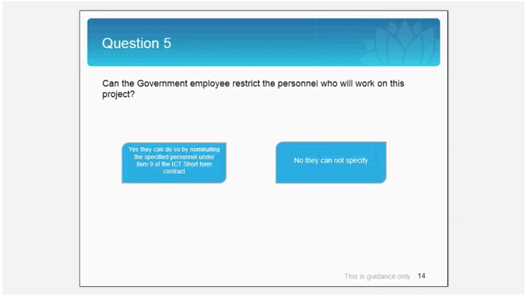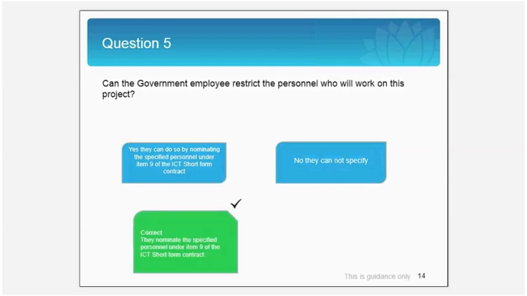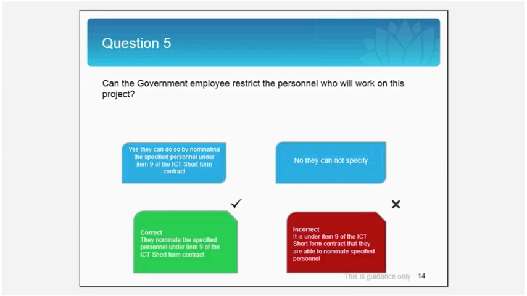Let's conclude this session with one last question. Given the secrecy of the project, can the government employee restrict the personnel who work on this project? Yes, indeed they can. Item 9 under the ICT short form contract provides this condition.